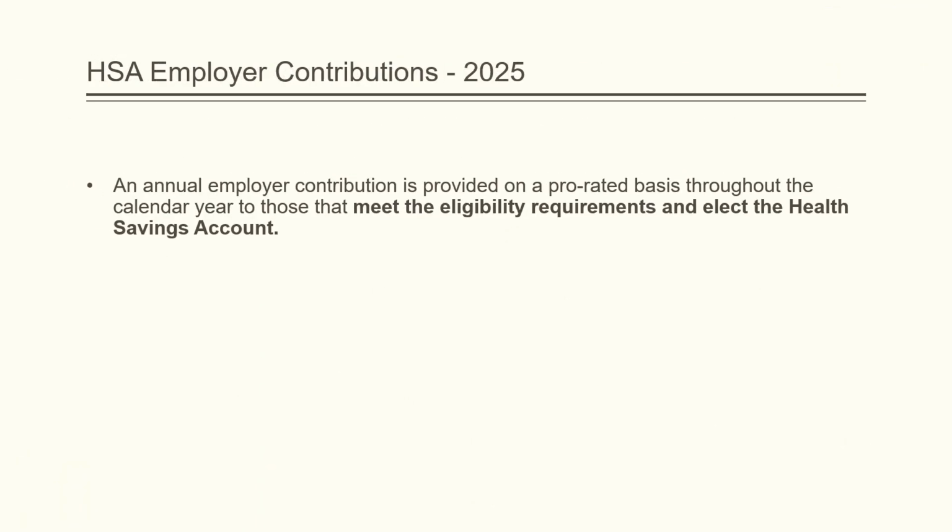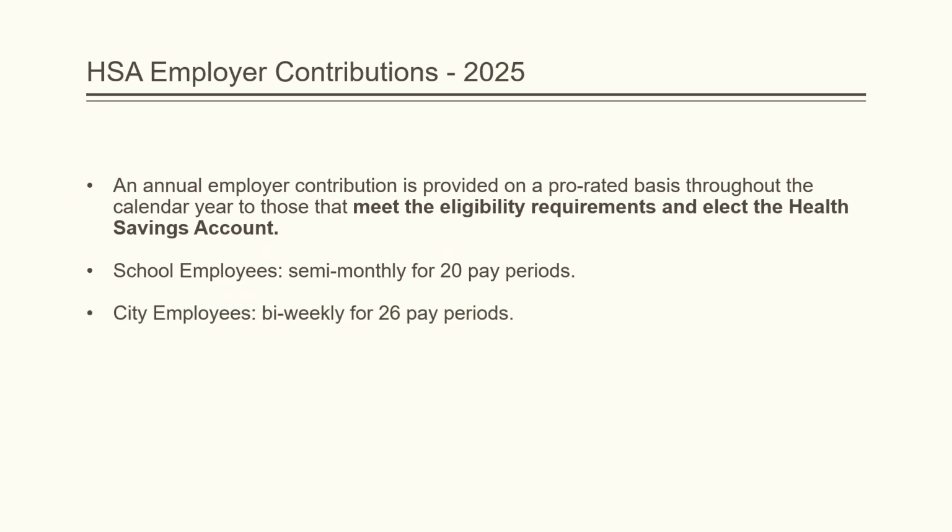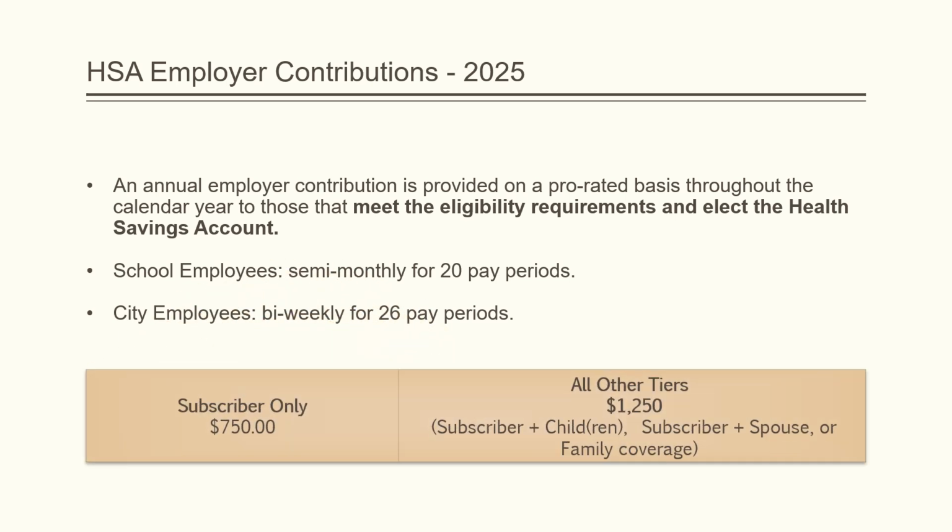When electing the HSA, you may be eligible to receive an employer contribution that is prorated throughout the calendar year to those that meet the eligibility requirements and elect the health savings account. For school employees, they are prorated semi-monthly for 20 pay periods. For city employees, they are prorated bi-weekly for 26 pay periods.